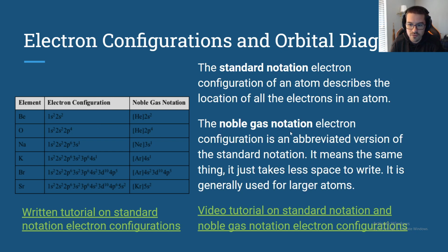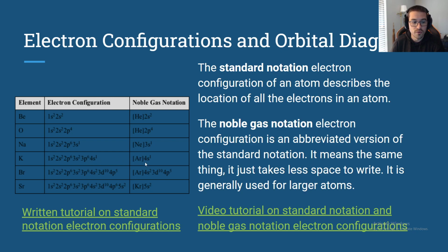The noble gas notation electron configuration is an abbreviated version of the standard notation. It means the same thing, it just takes less space to write. And it's generally used for larger atoms that have lots of electrons. As you can see here, for strontium, for example, we have a very long electron configuration, but when that is converted into the noble gas notation, it's much shorter. So these are sort of interchangeable, they mean the same thing. I need you to know how to do both of these things, okay?